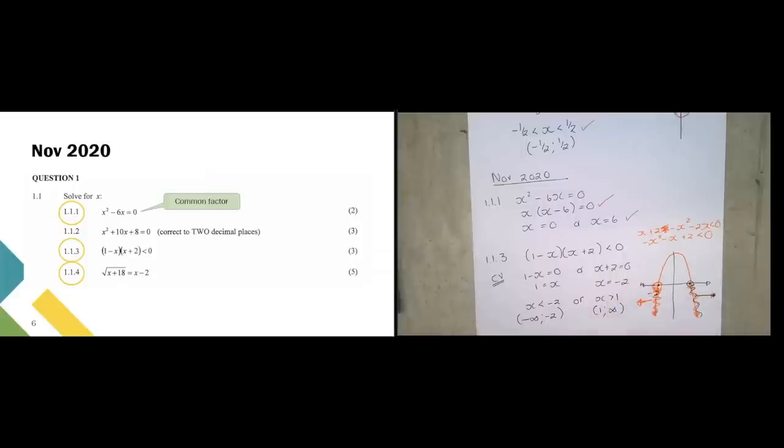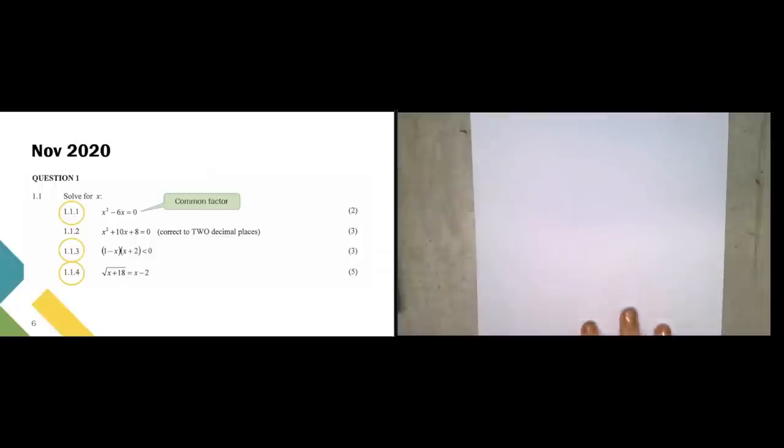Where did they allocate the marks for the 3 marks? It was a mark in this one in 2020 to determine the critical values. Then they gave a mark for the method and a mark for the final answer. So you see every year the marks shift a little bit. Please make sure you do show all your work. Question 1.1.4.